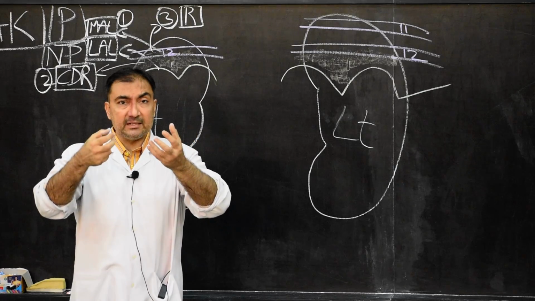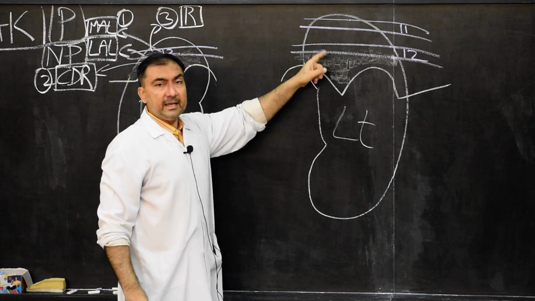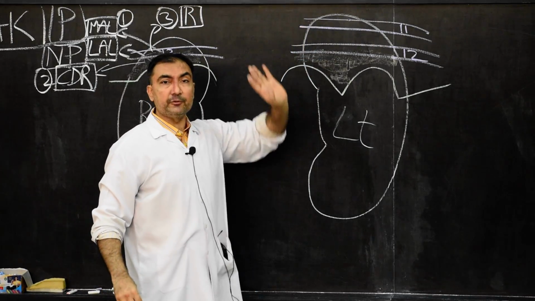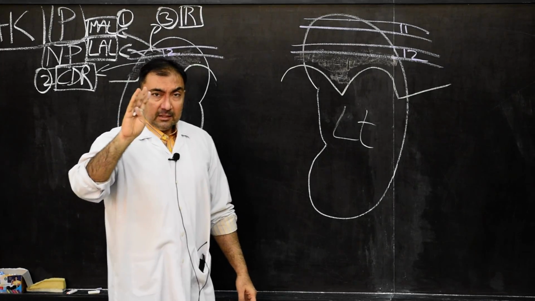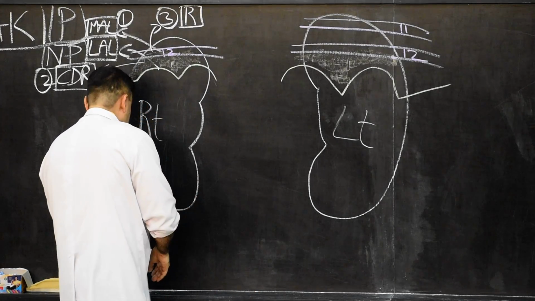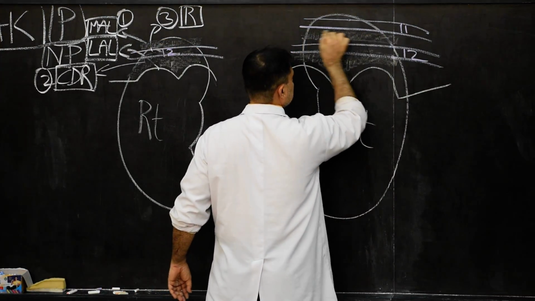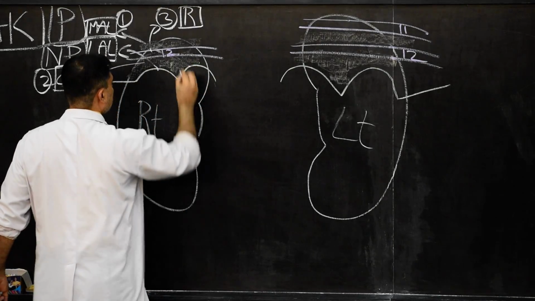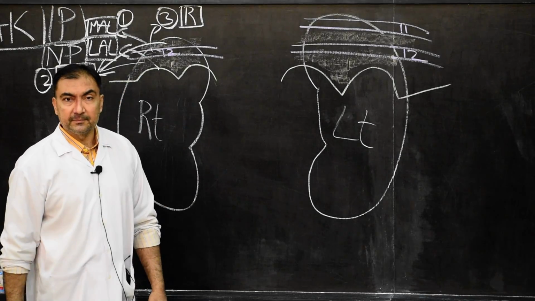It will be present at a lower level than the 12th rib, below the 12th rib, only at the costovertebral angle. Otherwise it will be lying above the 12th rib. Remember that. So therefore, here even you can show this as above the 12th rib. Here this is the costodiaphragmatic recess, the space.